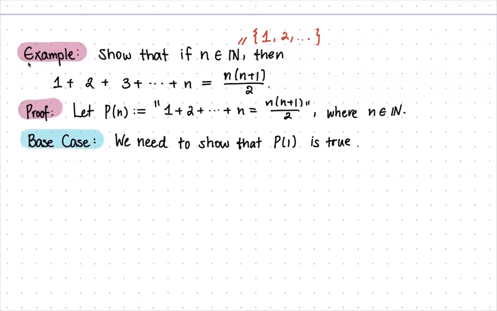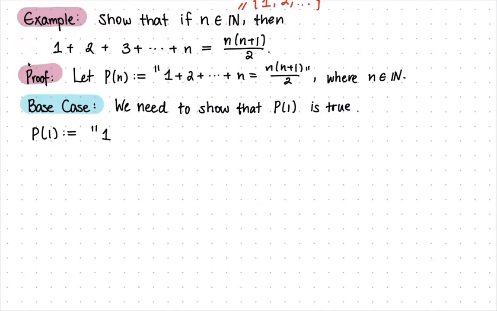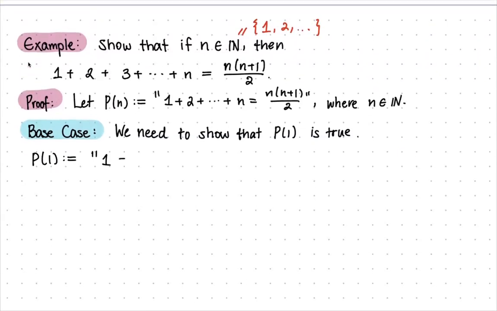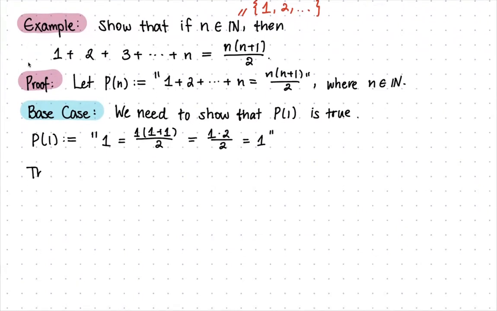So what does P of 1 mean? Well, if we consider the left-hand side, we're only considering the first value of the sum. So the left-hand side is going to be 1. On the right-hand side, if we put in n equal to 1, this gives us 1 times 1 plus 1 divided by 2. This is equal to 1 times 2 divided by 2, which ends up with 1. So therefore, the base case has been proven. Okay, so that's the base case.